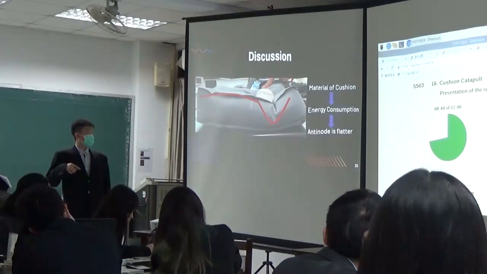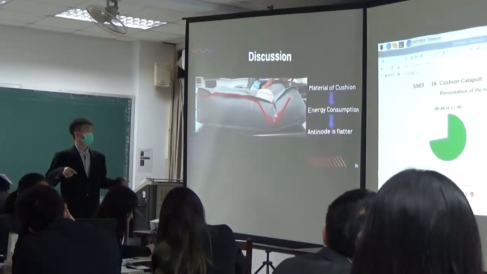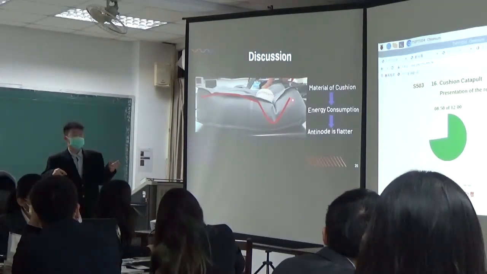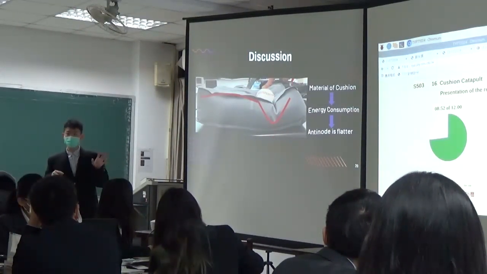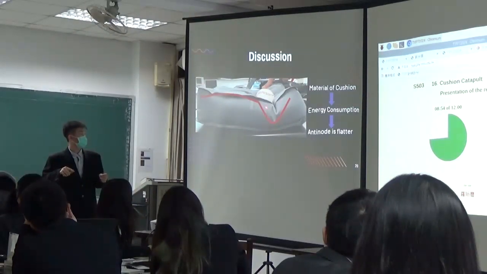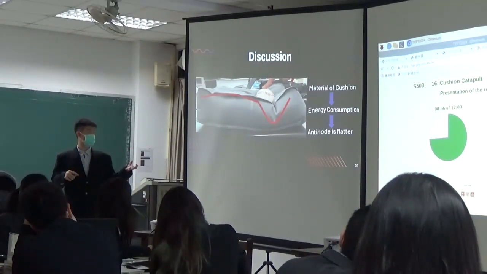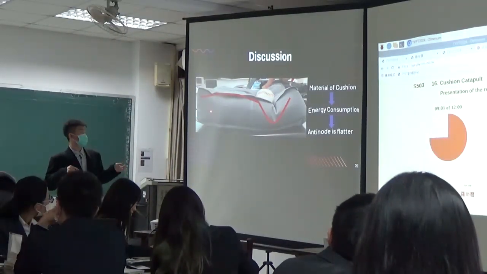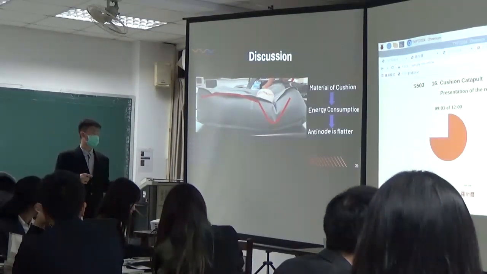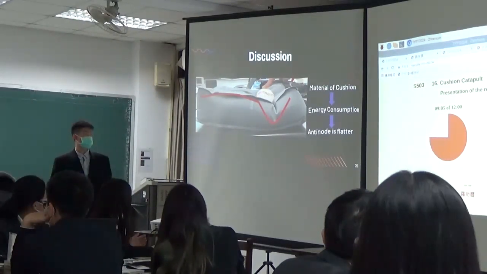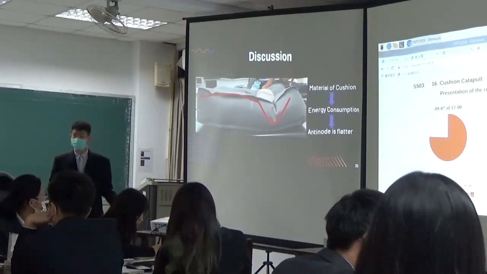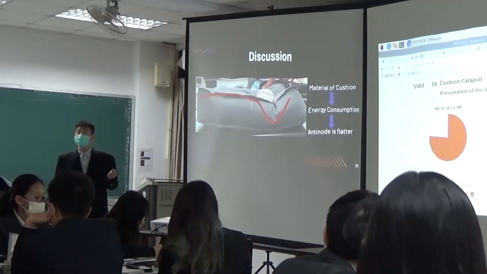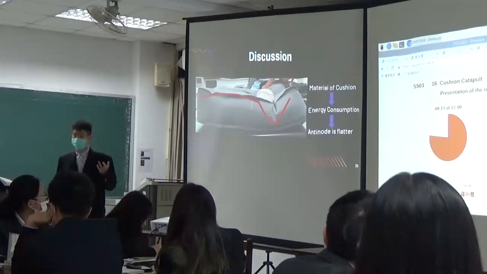Because of the material of the cushion, you can see that when it collides, it creates half of a wavelength over here, but the material of the cushion held it from pumping up. So that results in energy consumption, which makes the antinode flatter. So it actually cannot catapult it very high.